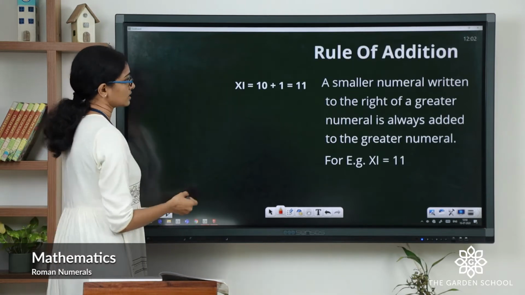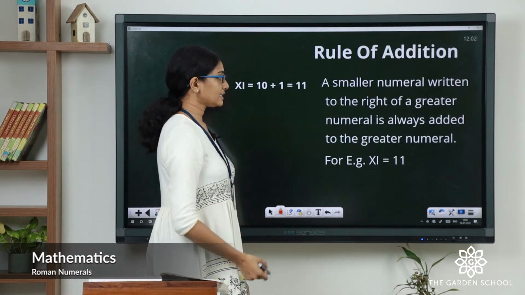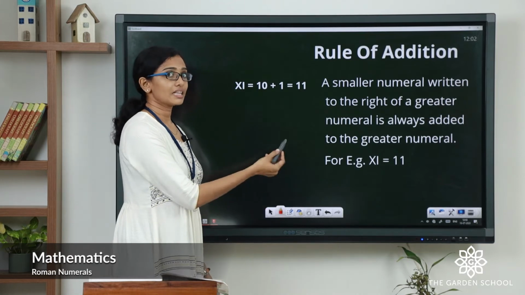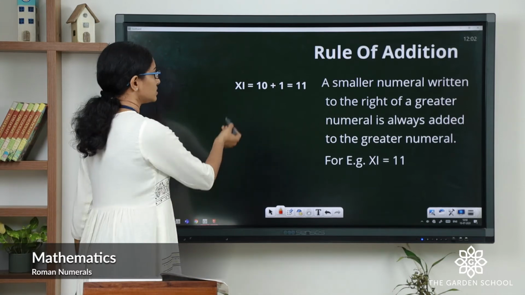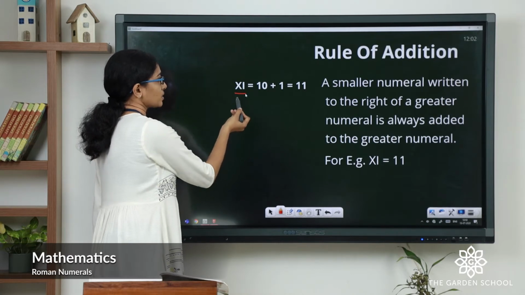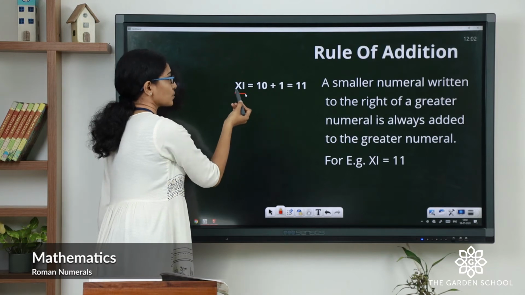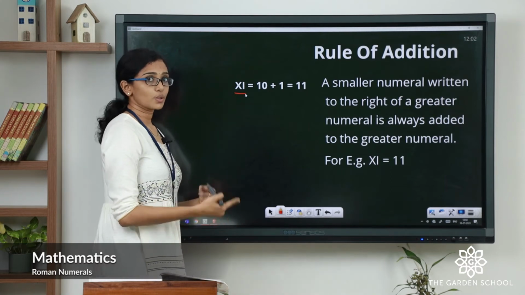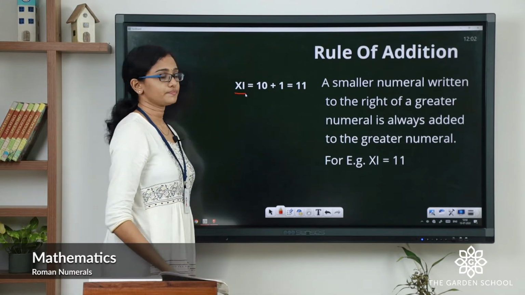Okay, so let's see the other rules. We have the rule of addition. It says when a smaller numeral is written to the right of a greater numeral, that smaller numeral is added to the greater numeral. See that with an example. See this numeral. Here you have X and I. X represents a value of 10 and I represents a value of 1. So, a smaller numeral is written to the right of a greater numeral. So, we add them together. So, 10 plus 1 equals 11.